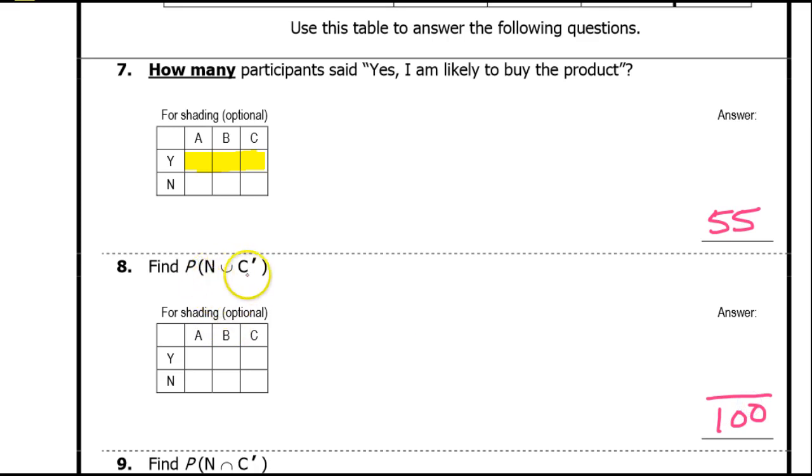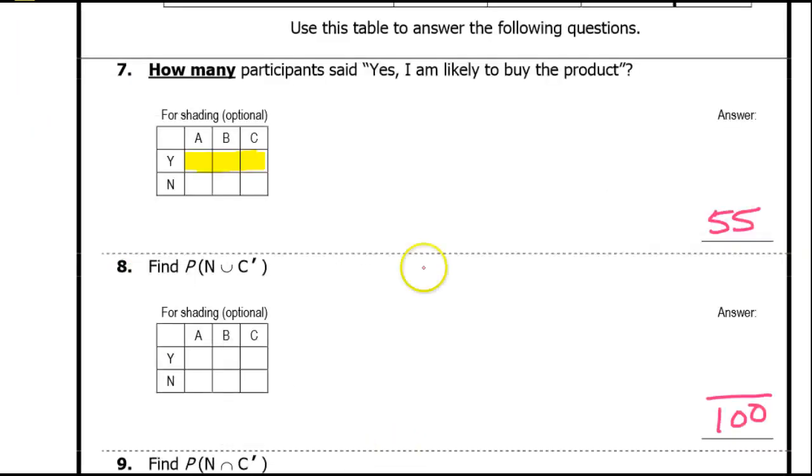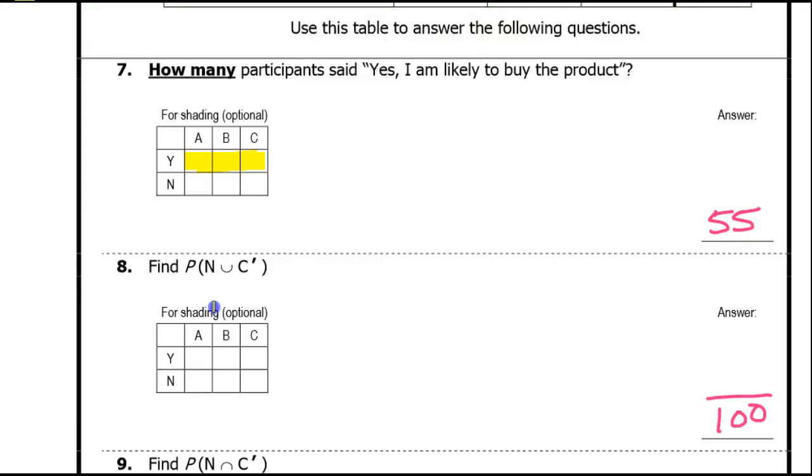Okay, so now I just need to figure out what this is. N or not C. Now, remember, or is all of both sets. All of both. So, if I were going to highlight these 2 sets, it would look like this. Let's start with N. All right, N is this set.